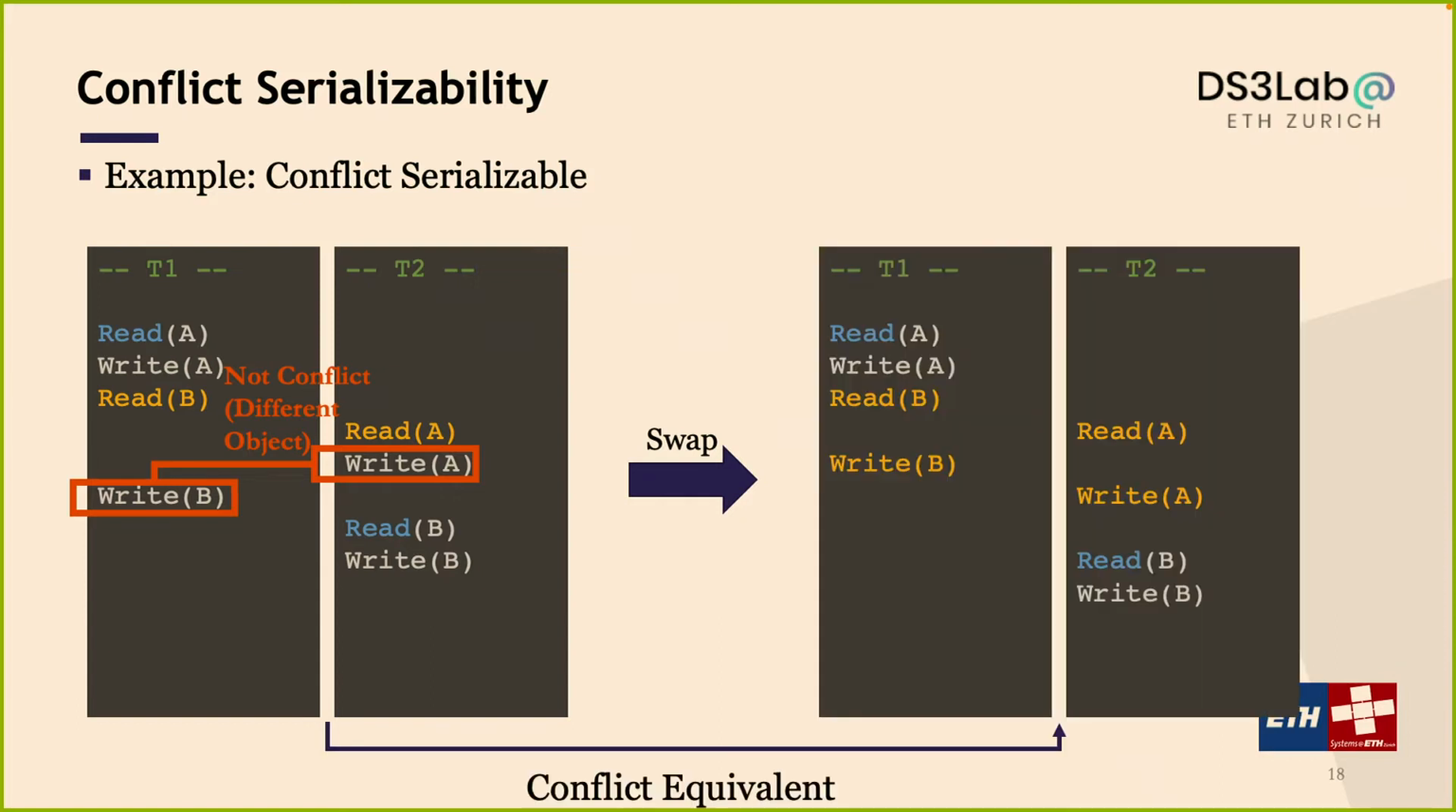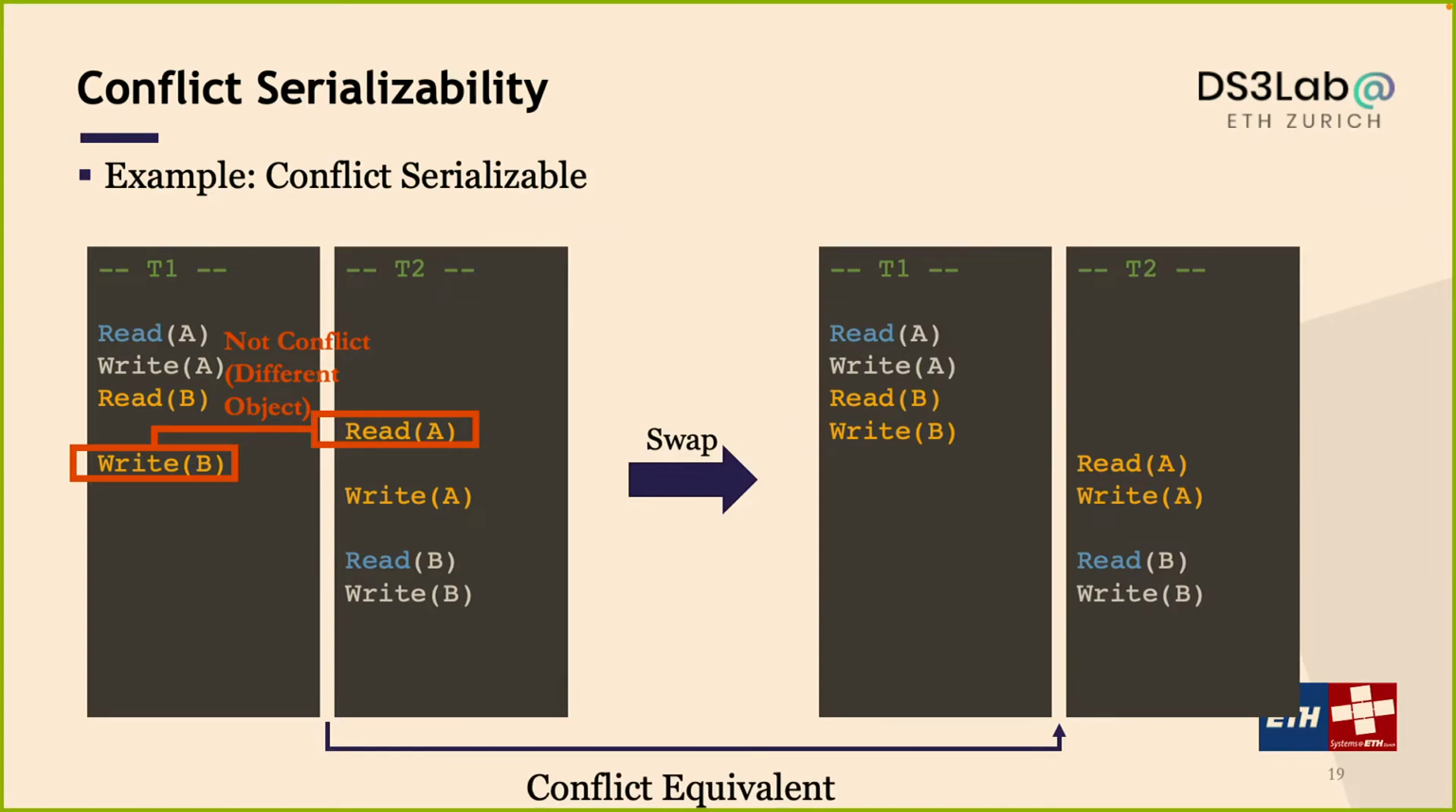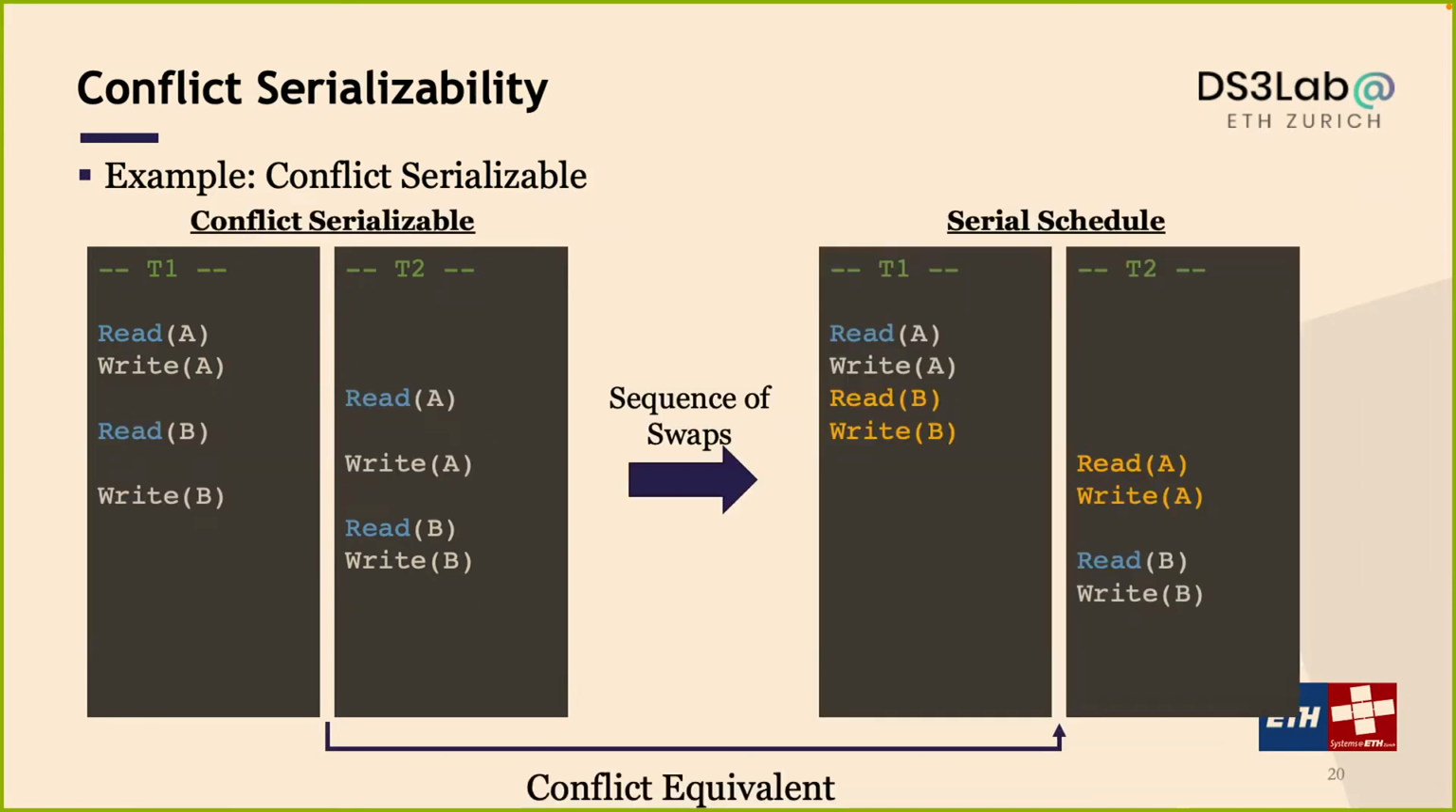So once you swap them, you get the new schedule, and you know they are going to give the same thing. You can continue to do this exercise. You can look at these two operations: one is write B, another is read A. In this case, they are actually working on different objects, so there's no conflict. You can swap them, and you get something like this.